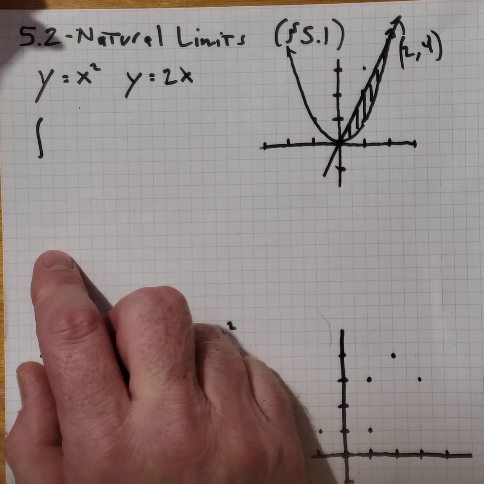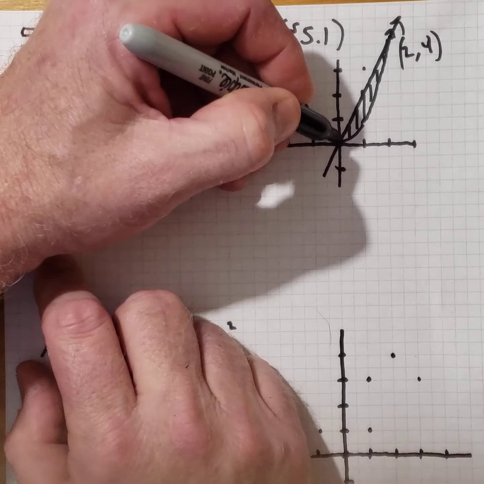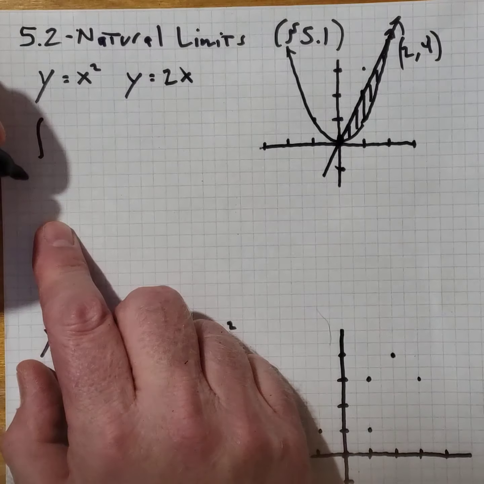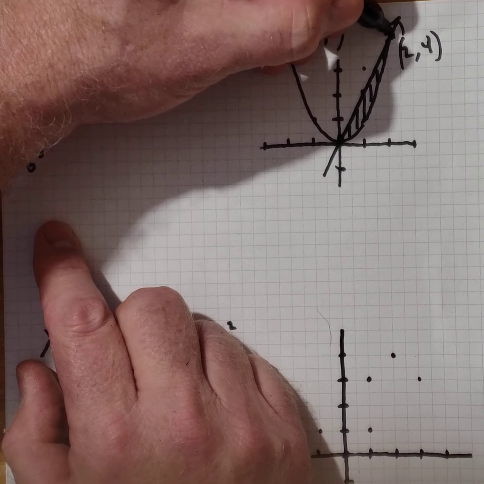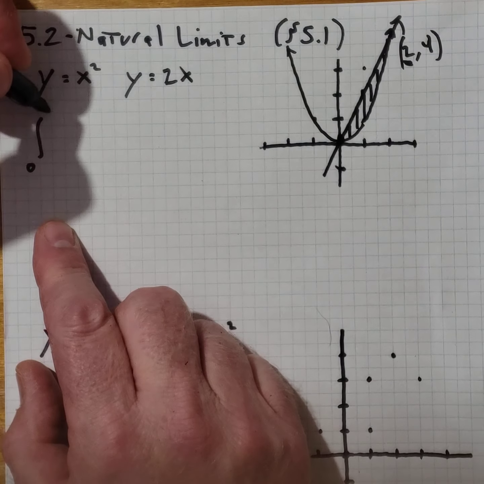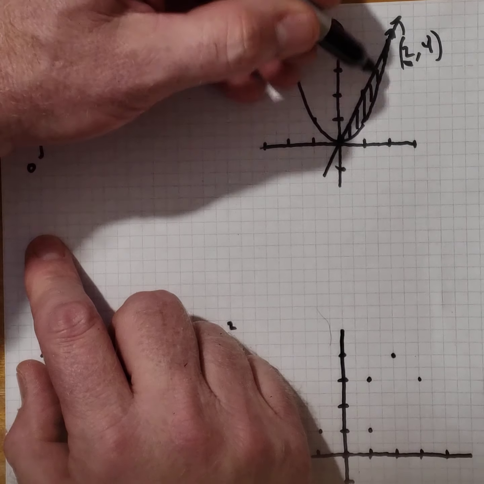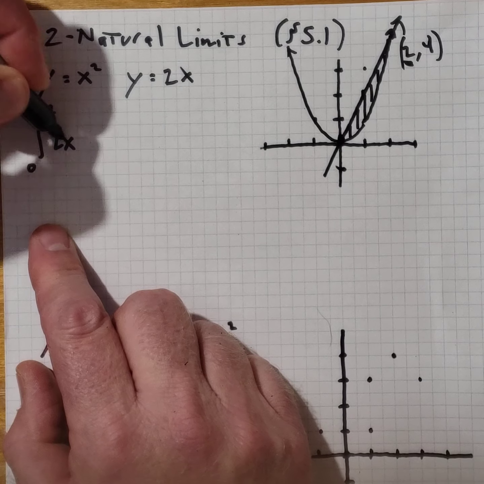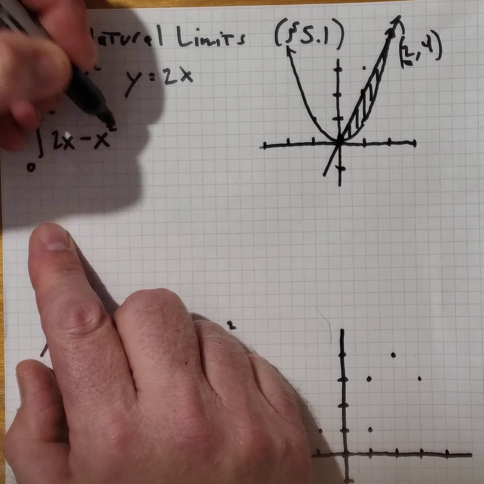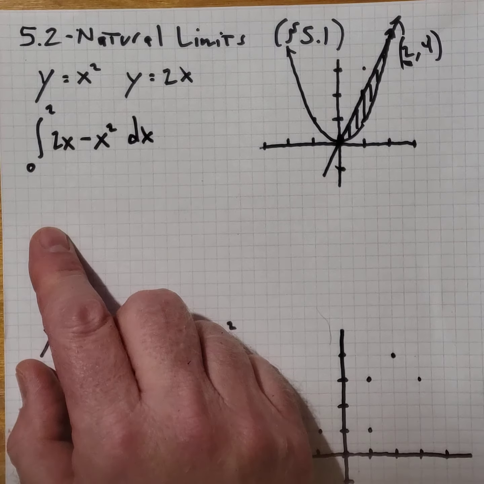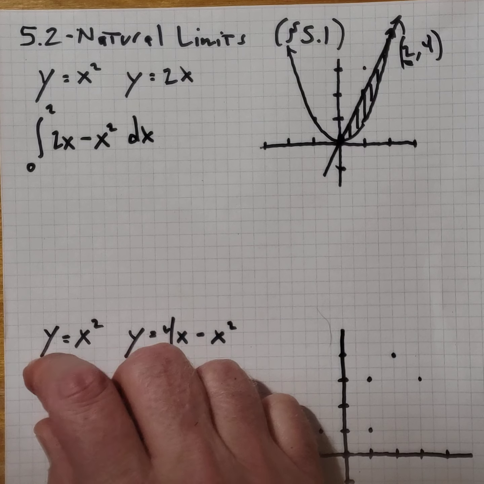Setup is the same as last time. We're going to do the integral from where the region starts, which is at 0, to where the region ends as far as an x value, that's 2. And it's going to be the top curve, which here is the 2x, the straight line, minus the bottom curve, which is x squared. dx represents the width of the rectangle.